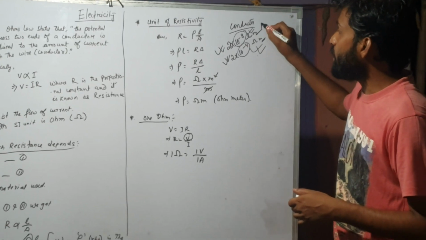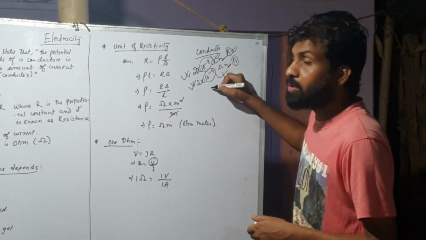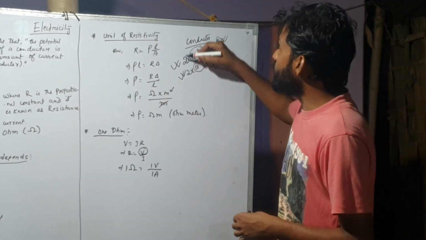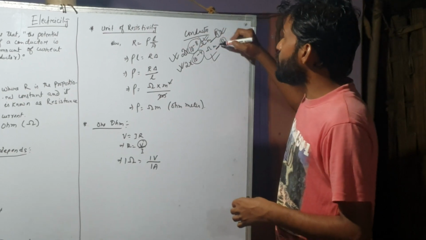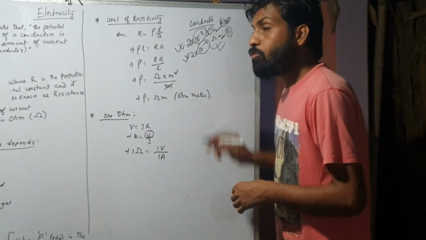That means for conductors A and B, A is a better conductor than B. That does not mean that B is a bad conductor, but if you compare these two materials A and B, we can say that A is a better conductor compared to B here.